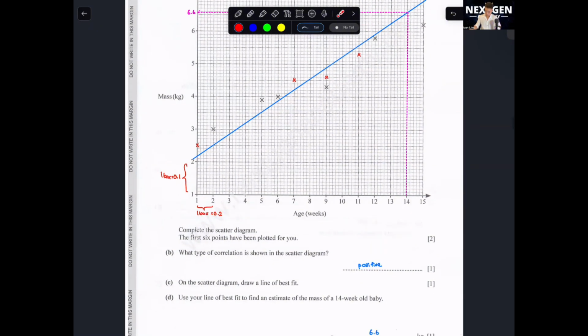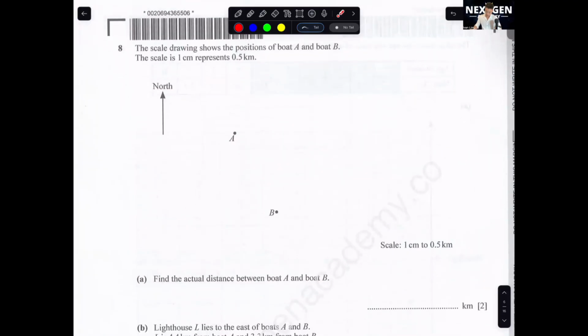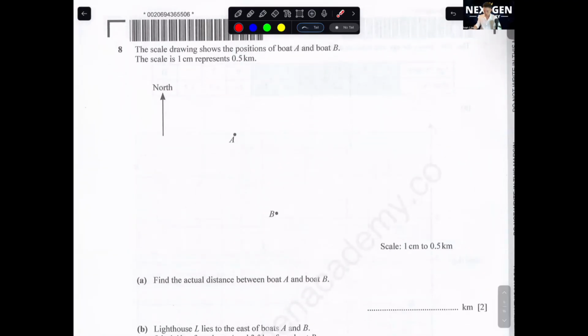Okay, cool. Let's go to question number 8. The scale drawing shows the position of boat A and boat B. The scale is 1 cm represents 0.5 km. Just now someone said not so sure how to do this. Find the actual distance between boat A and boat B.